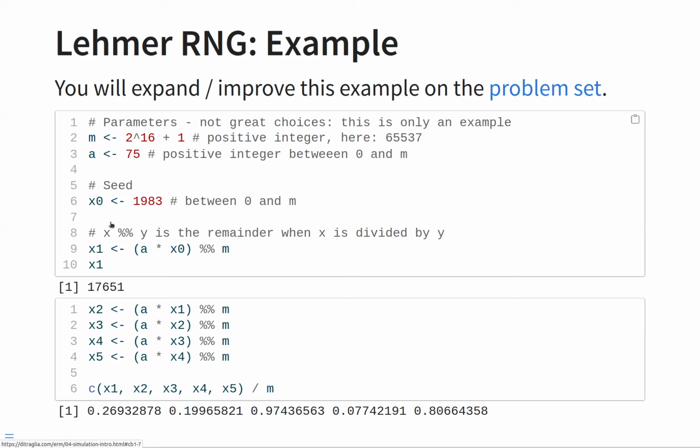On the problem set, you're going to expand upon and improve this example, and you'll also look at some related work that is going to turn these uniform random values into other things that you might want, like normal random values.